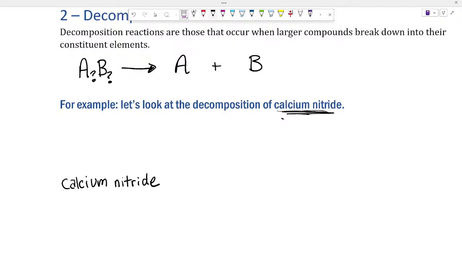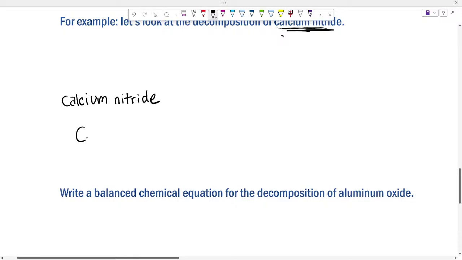Very good. So when calcium comes together with nitrogen, how many electrons does calcium want to give away? We look at our periodic table, and we see it's over here, which means it has 2 electrons to give away. Very good. Man, you guys are picking this up quick.